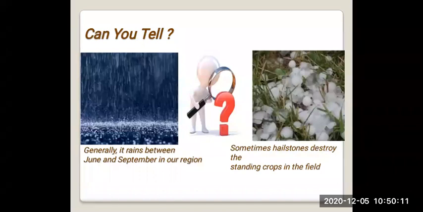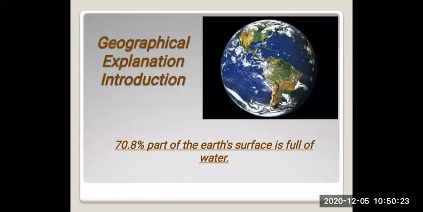But before that, some geographical explanation we have to clear, or we have to know. So let's start our geographical explanation. This is the introduction of the chapter also, students.